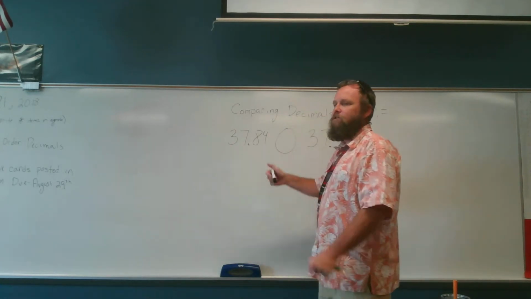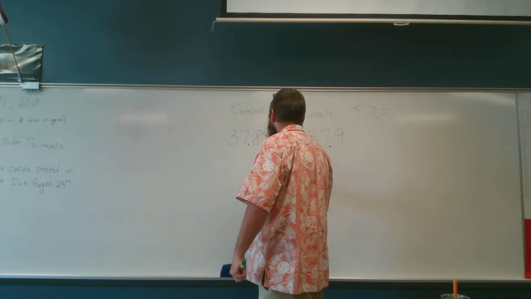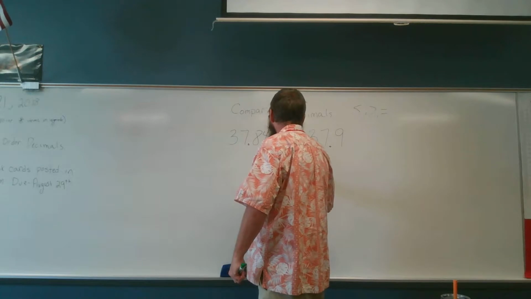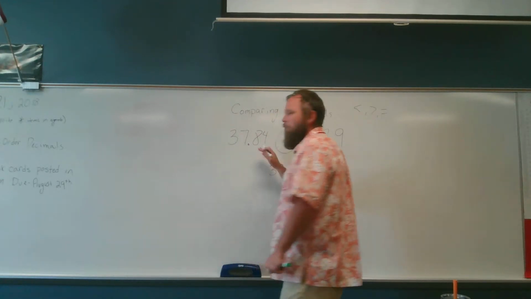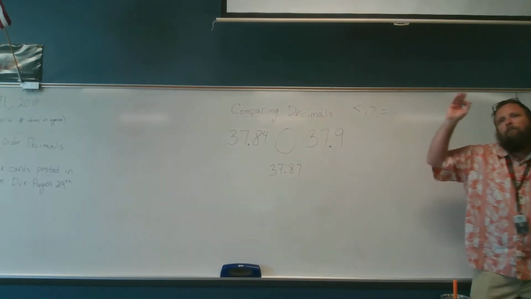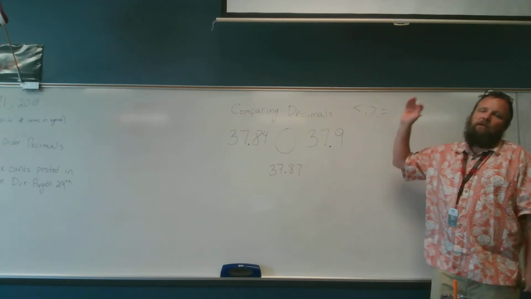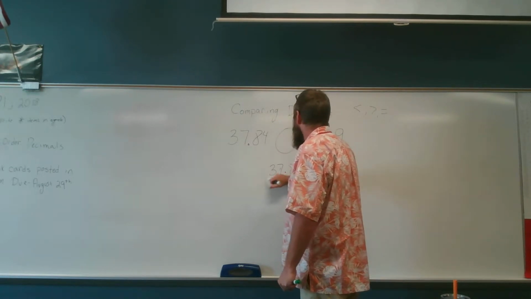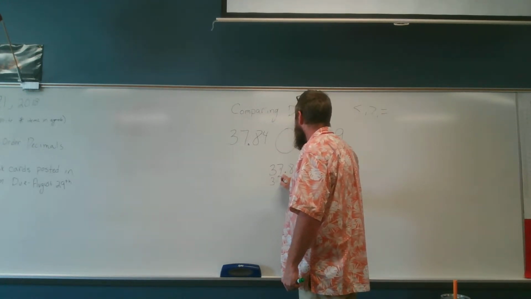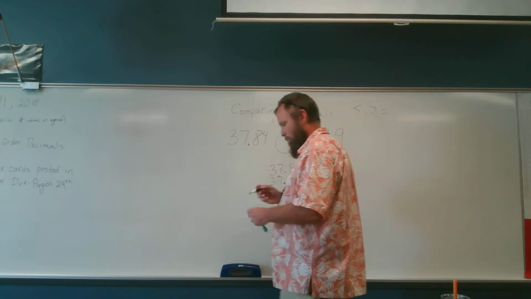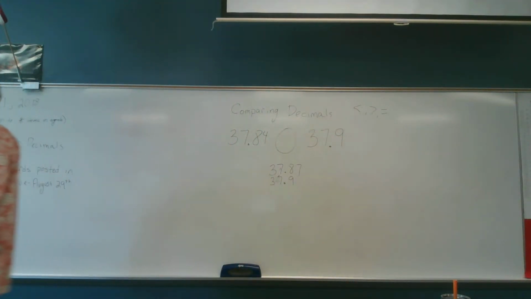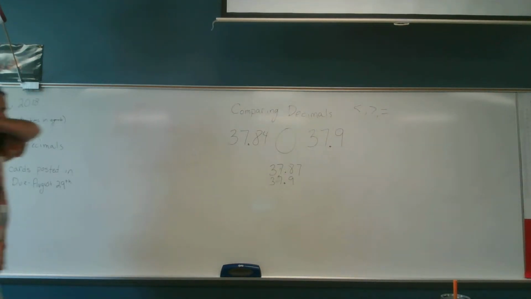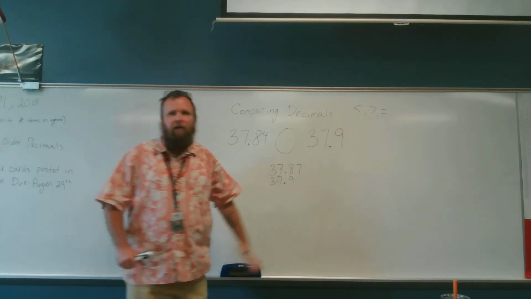If I have two numbers I'm comparing, I'm going to write them directly over top of each other, lining up my ones place below my ones place, my tenths place below my tenths place, basically lining up the decimal points. So now I have my tens over my tens, my ones over my ones, my decimal point over my decimal point, my tenths over my tenths, and my hundredths over nothing.